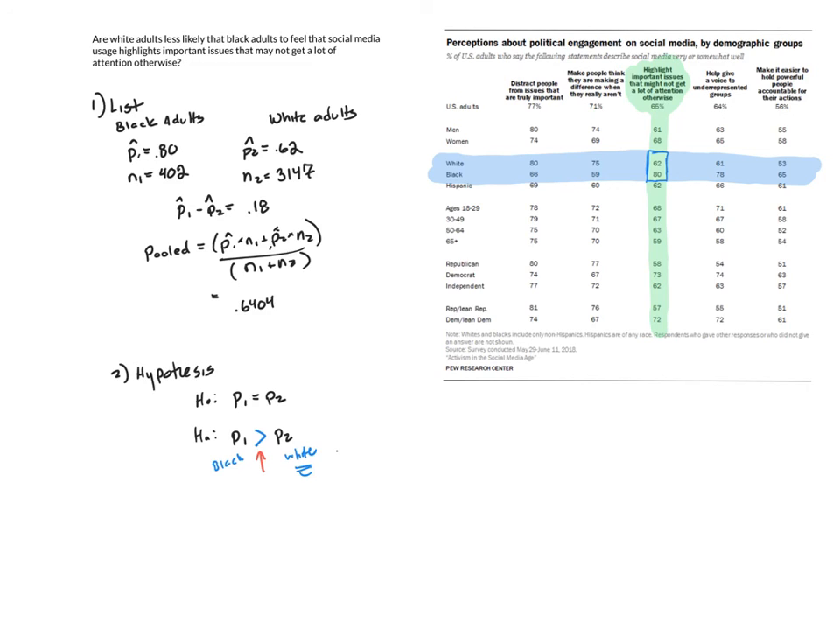Once again, I'm doing this because white adults are supposed to be less likely than black adults to feel this way, so another way of saying that, black adults are more likely than white adults to feel this way.